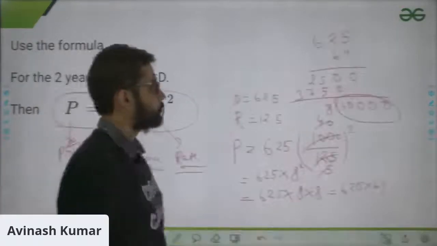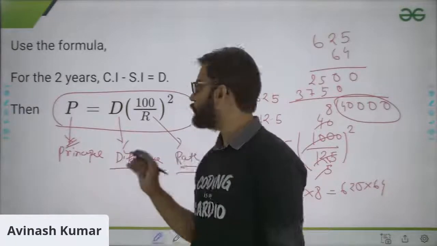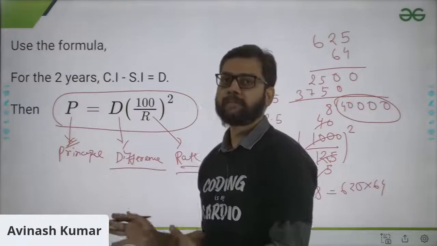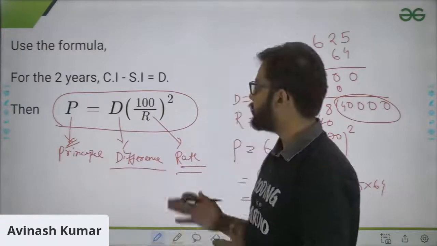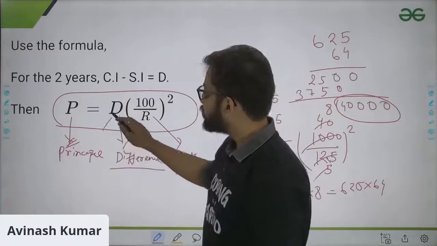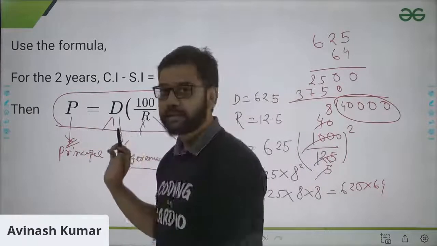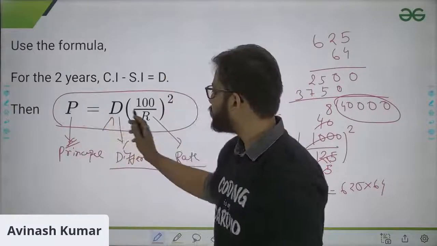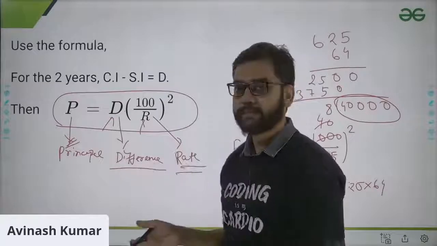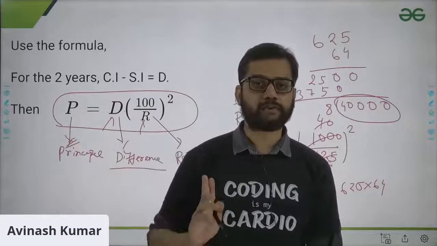Any doubt in this question? This formula is very important. There are only two formulas here: the first is for 2 years and another one is for 3 years. They will give you the difference between CI and SI, and after that you have to find the answer by directly putting in the value of D. Sometimes they give you the principal and rate and ask you about D. Sometimes they give you D and P and ask you about R. So it's a kind of three variables, and they can ask you anything by giving two of them.